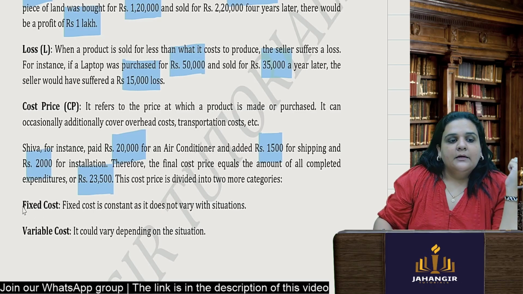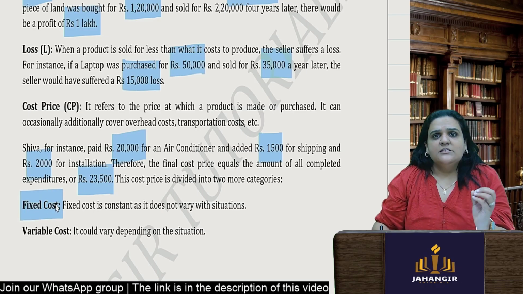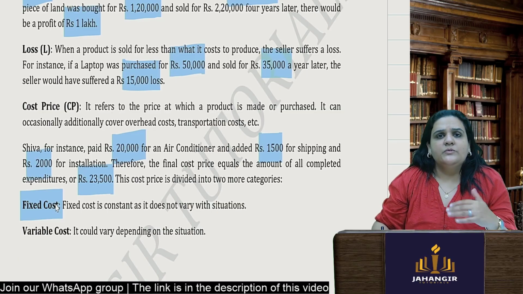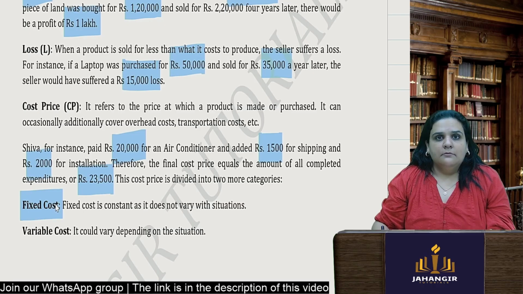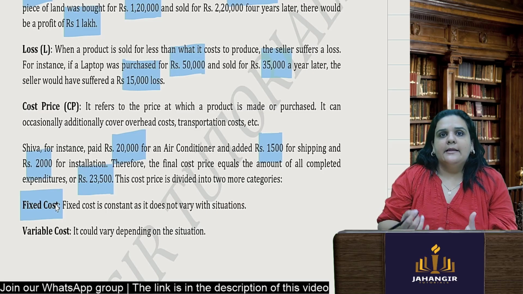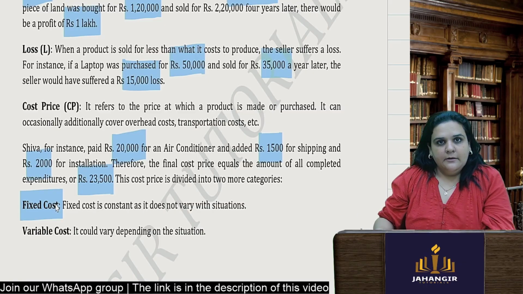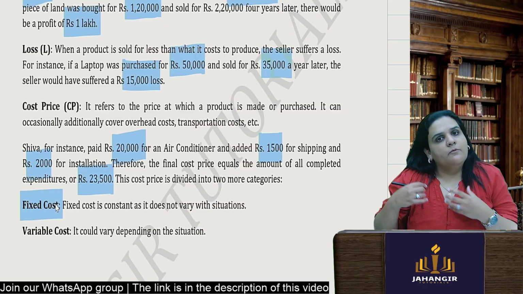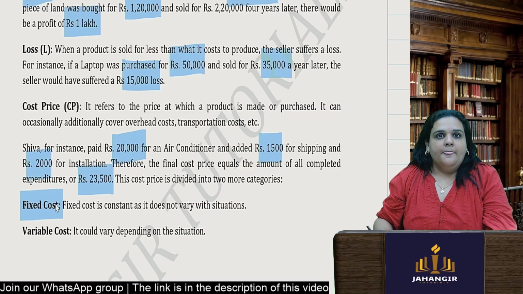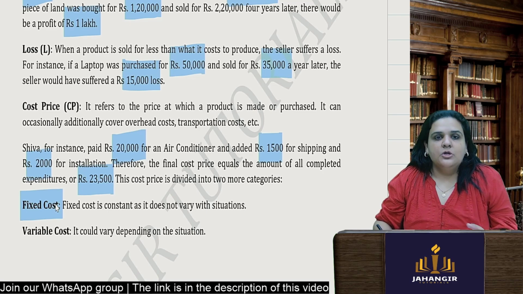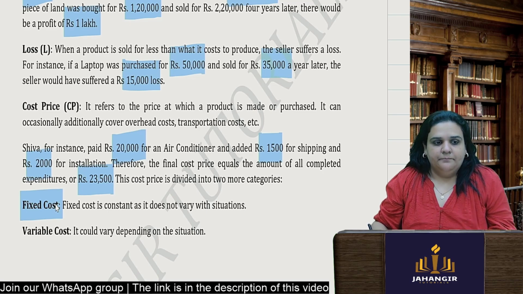Fixed costs are such costs which will not change due to situations. So say today, rent: I am running classes from a given place and I'm paying a rent. So even if I have 10 students, I'm going to pay that rent. Even if I have 100 students, I'm going to pay the same rent. Right? It's not going to change. It's not going to vary with the situation.